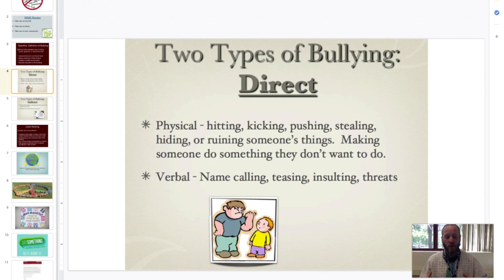Making someone do what they don't want to do is also a form of bullying, right? So kind of harassing, hazing, right? If you're an eighth grader picking on a sixth grader on a sports team, that could be bullying, okay? So make sure that doesn't happen, all right? And then verbal would be like name calling, teasing, insulting, and threatening, all right?